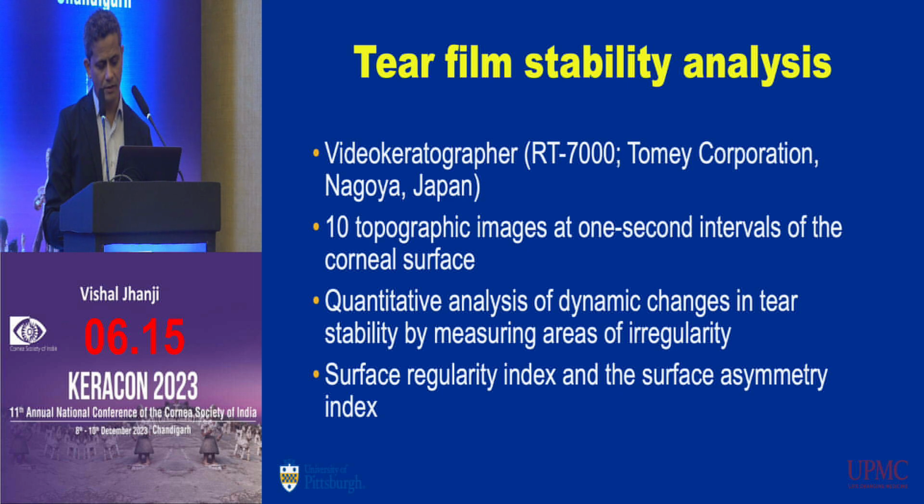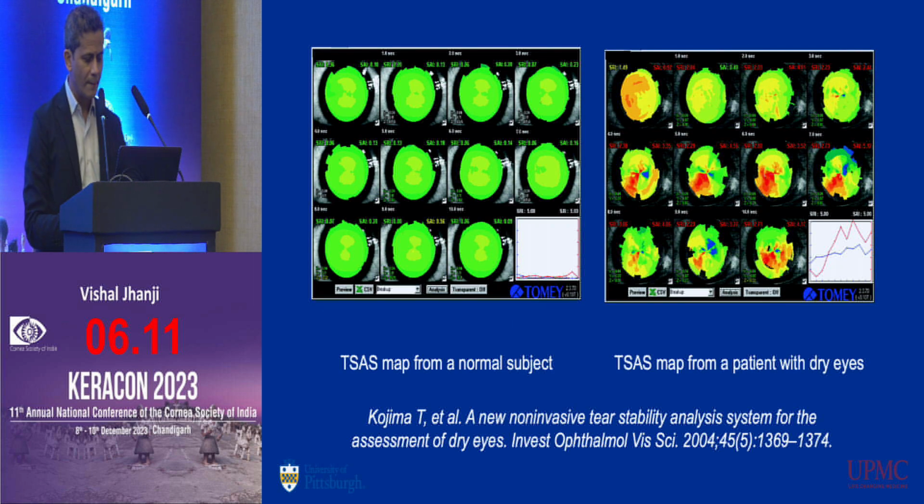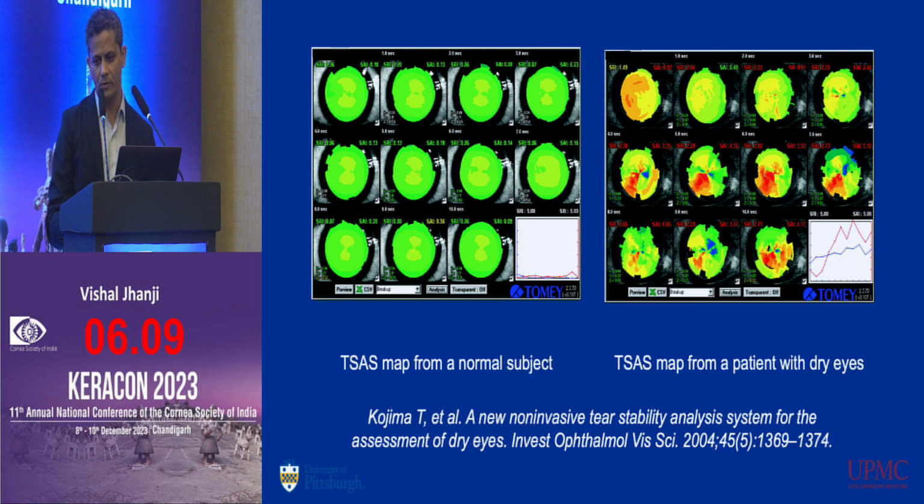One of them is called SRI, Surface Regularity Index, and the other is Surface Asymmetry Index. This is a TSAS map from a normal subject. You can see it's very regular, and the adjacent map belongs to a patient with dry eyes. The tiny graph on the side basically shows how the surface irregularity index changes in a patient who has dry eyes.